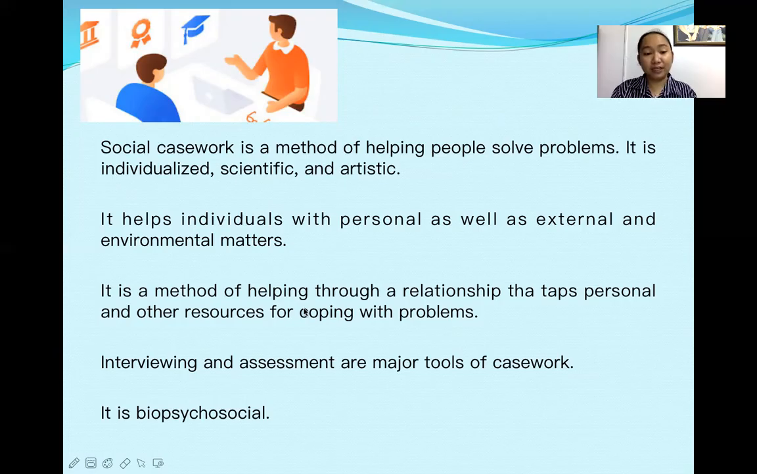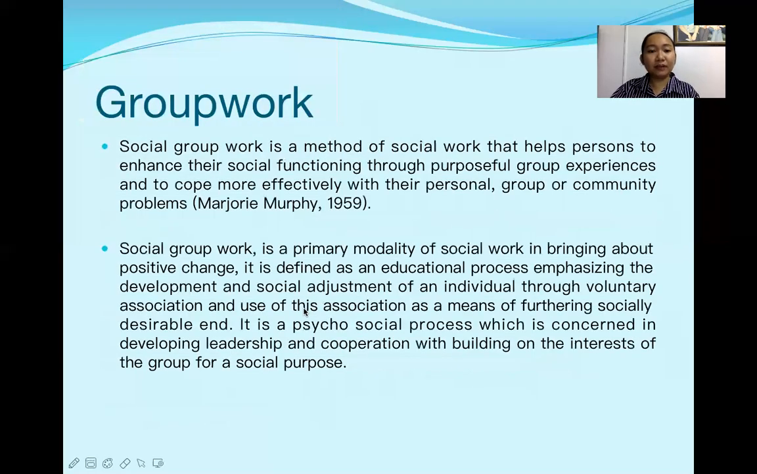are very important. Interviewing and assessment are major tools of casework because knowing them, at the same time the nature of the problem, their capacities and motivation are very important. And it is biopsychosocial because it integrates the biological, psychological, and social aspects.